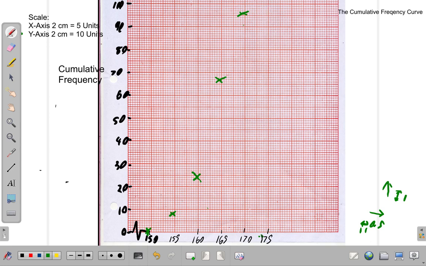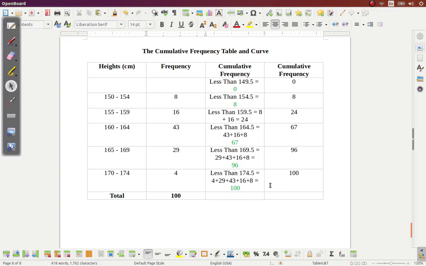Just to the left. This line lines up with 100. And just to the left of one. Let me just make sure everything is okay. 174.5, 100. Nice.